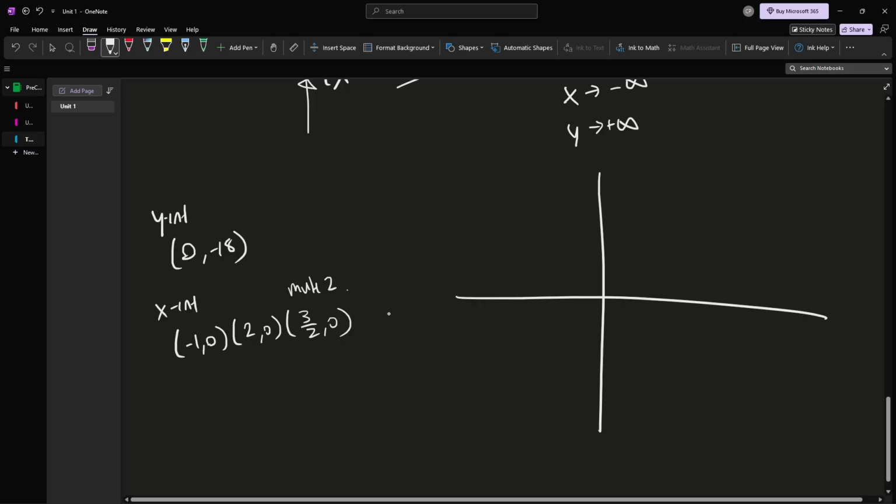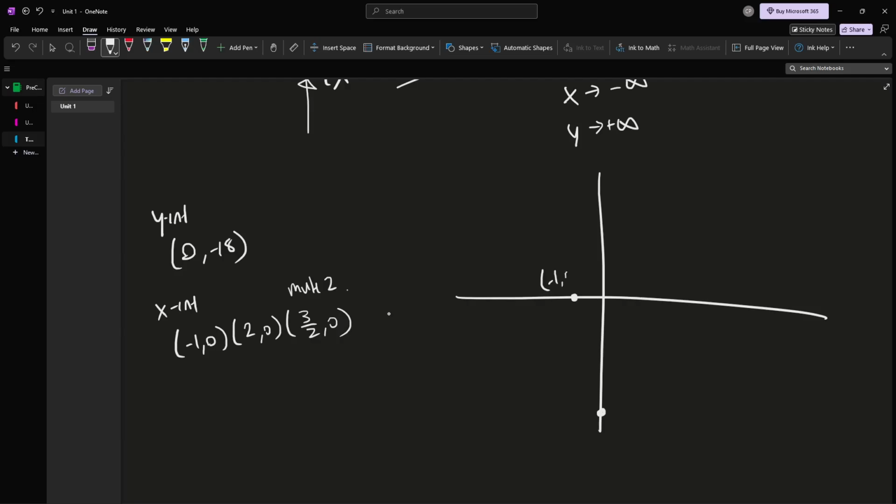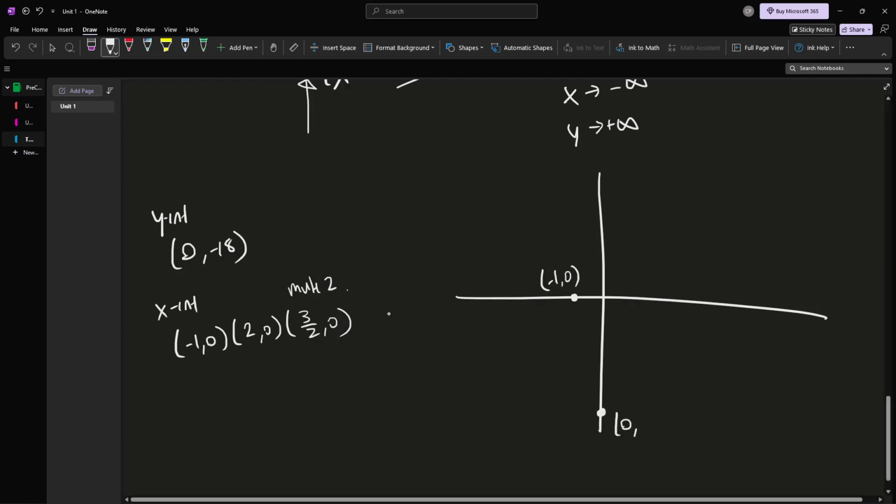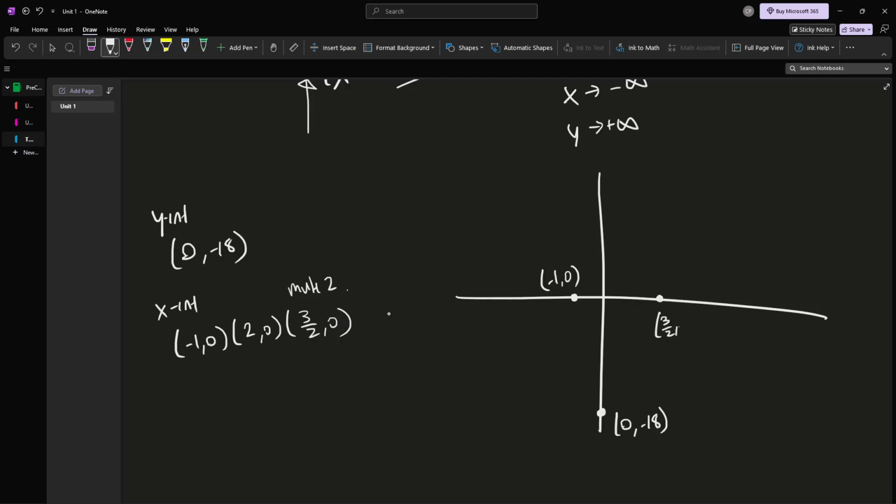Now we graph this. Graphing it, you will be given grids. I'm just going to sketch it just like how we did in trig. So I'm going to plot everything. I have my negative 1, 0. Let's actually label this, negative 1, 0. I have my 0, negative 18. I have my 3 over 2, 0. And then I have my 2, 0.